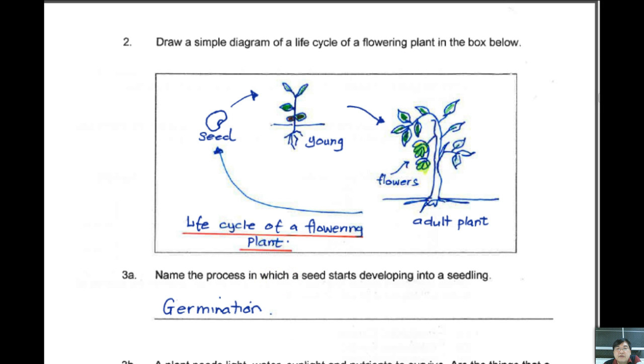For this it says draw a simple diagram of the life cycle of a flowering plant in the box. Of course you are not required to draw out the plant, but the labeling must be correct. You've got to have seed, and here it has to be young plant. I missed out the plant. Write down the plant here, young plant and the adult plant. And you must have a title that says life cycle of a flowering plant. Just 3 stages. Now name the process in which a seed starts developing into a seedling. It's called germination.